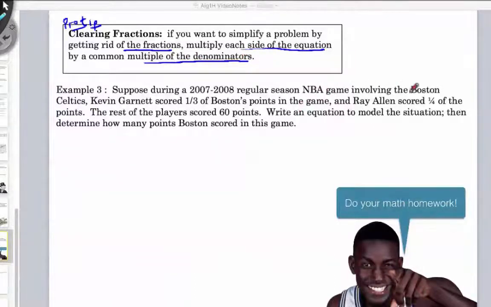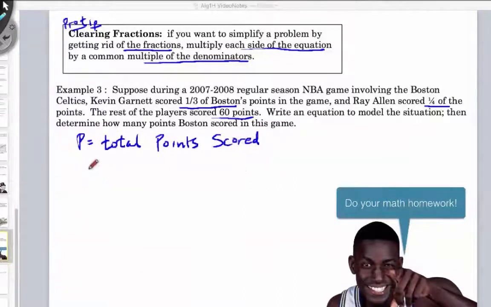In 2007-2008, Kevin Garnett scored a third of Boston's points in a particular game. Ray Allen scored a fourth of them, and the rest of the team combined had 60 points. We want to write an equation to model the situation and determine how many points Boston scored in this game, in addition to Kevin Garnett and Ray Allen. So let's set up a variable p to represent the total number of points scored in the game, because we don't know what that is. I know a third of those points, p, were scored by Kevin Garnett, a fourth were scored by Ray Allen, and 60 points combined to give me the total number of points.